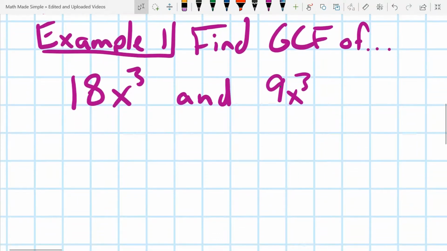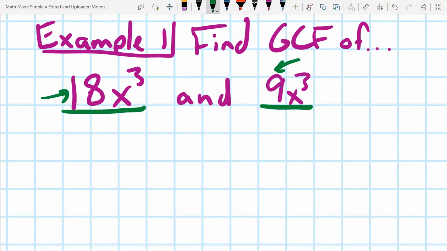So in this first example, it says find the GCF, so we'll find the greatest common factor of these two monomials. They're both monomials because they're just one thing, one cluster. Now, some people get a little intimidated by these clusters, but we're going to look at the numbers first. So we're going to look at that 18 and that 9. What we want to know is what can we divide both of them by and still end up with whole numbers? Well, I can divide both of them by 3, but the GCF says we want the greatest number we can divide by both of them.